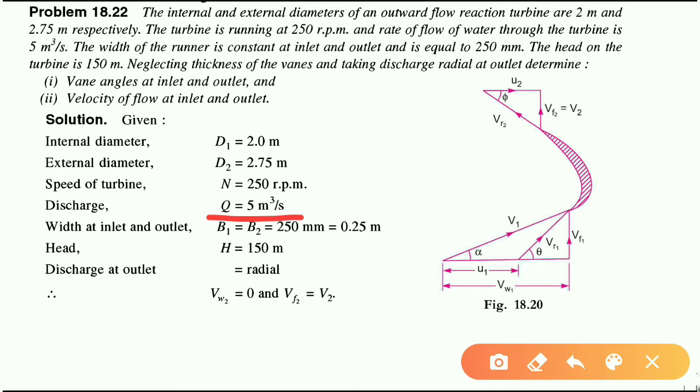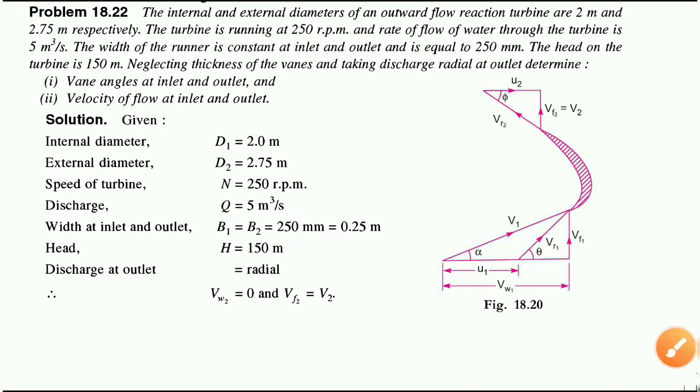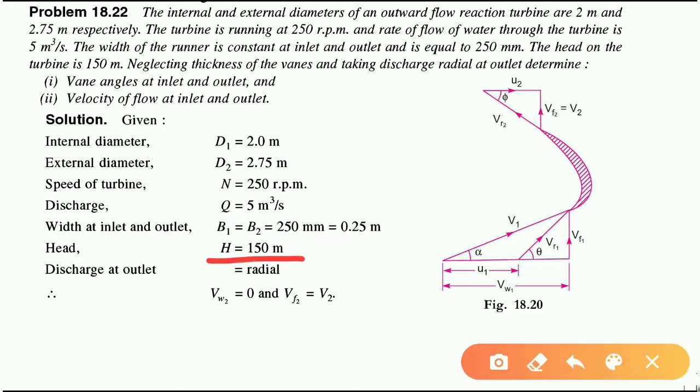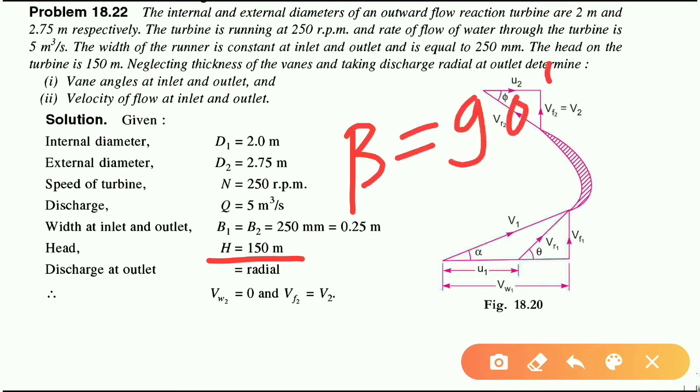Width of the runner is constant and is equal to 250 mm, so width at inlet and outlet, B1 and B2, is equal to 250 mm. The head on the turbine is 150 meter, so the turbine is running on the head of 150 meter. Neglecting the thickness of the vanes, we are neglecting whatever the thickness of the vanes or the blades is. Radial discharge at the outlet means beta is 90 degree and VW2 is 0.